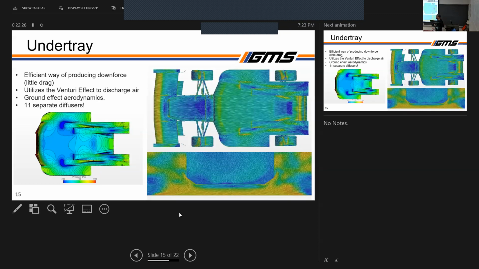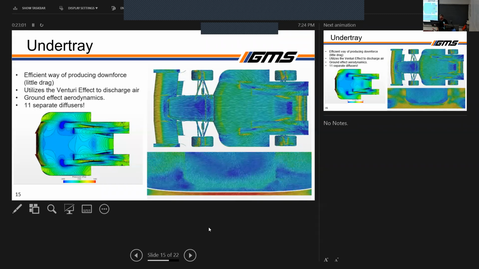This is an animation that I'll play in a few seconds. We typically have a much lower velocity up here than under here. The air is being essentially constricted, so the cross-sectional area it has to flow with is being decreased, so the velocity increases. And the result of this is we have a massive suction on the undertray just because of how low the pressure gets and how fast the air is being shot through it. But we need to discharge the air, otherwise it stagnates, which isn't good for generating downforce.